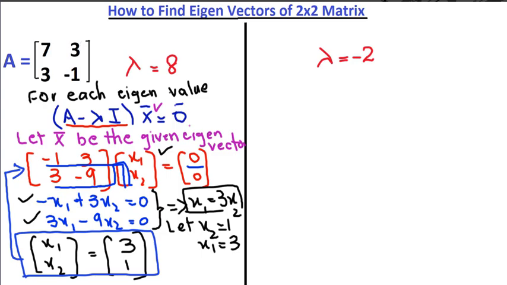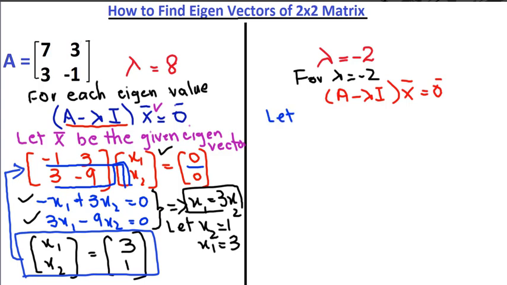Now we will also solve for lambda equals minus 2. So for lambda equals minus 2, I have to write the entire process, that is (A minus lambda I) x dash equals 0. Here x dash is x1, x2. Again, I'll write that let x dash be the corresponding eigenvector to lambda equals minus 2. So again I have to write the same A minus lambda I.